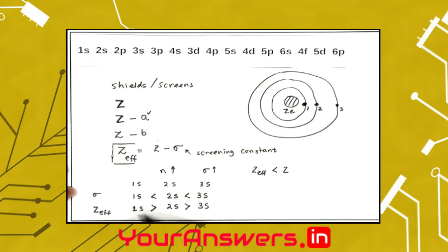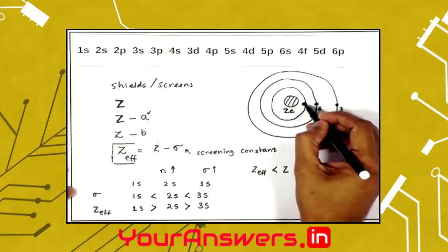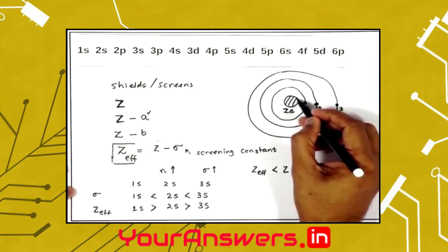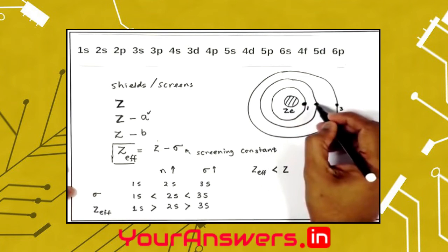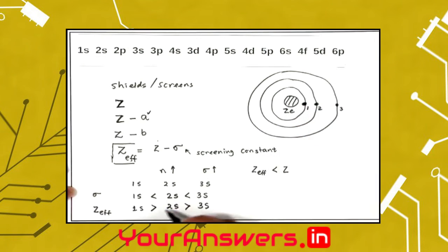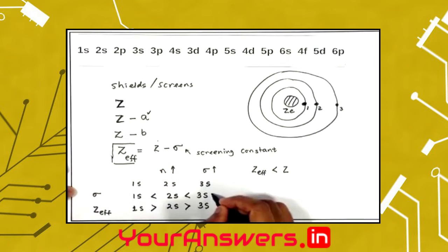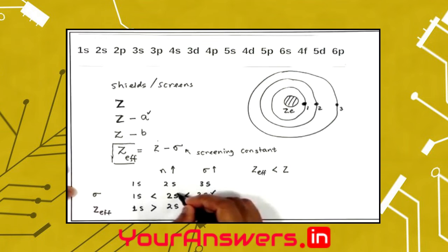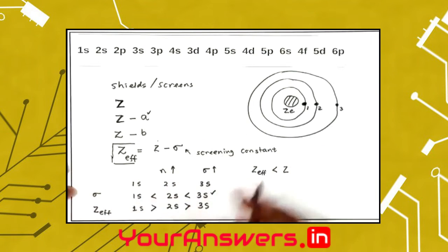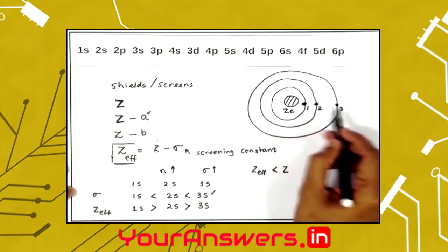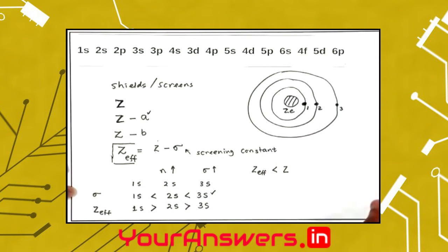What does that mean? When the electron is in the 1s orbital, it sees the full nuclear charge Z. When it is in the 2s orbital, it does not see the full nuclear charge, rather it sees Z minus sigma, and in the 3s orbital it sees Z minus sigma, but please remember that sigma for the 3s orbital is different from sigma of the 2s orbital. This kind of explains why, as we go to higher and higher principal quantum number, the energy of the orbital increases.